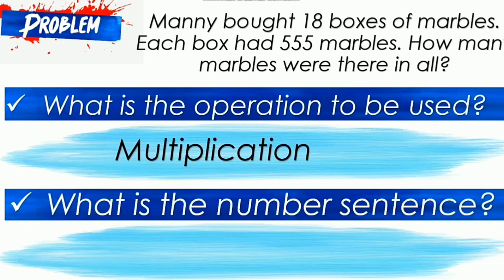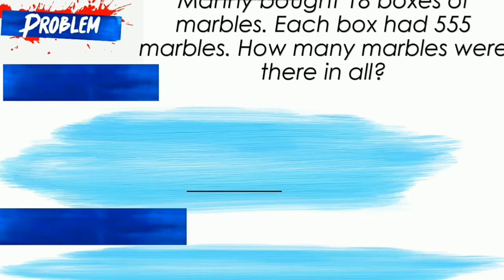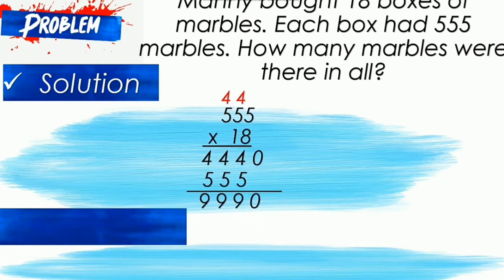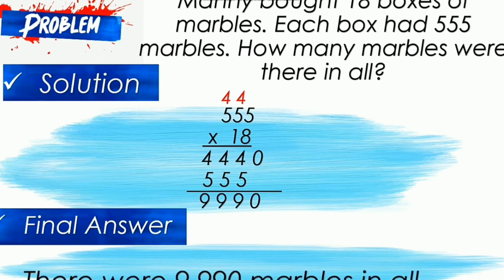And the next one is the number sentence. That will be n equals 555 times 18. So we'll be multiplying the number of marbles, which is 555, by the total boxes of marbles, which is 18. Multiply 555 by 18. Multiplying now, you have 9,990 marbles in all. So your final answer is that there are 9,990 marbles in all.